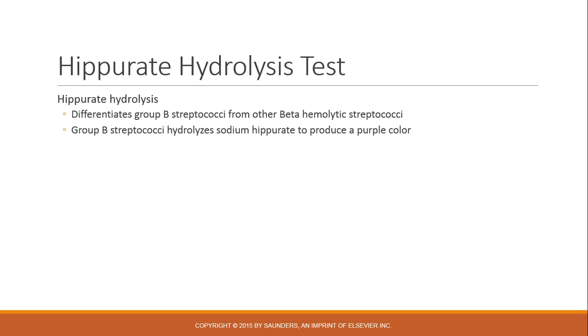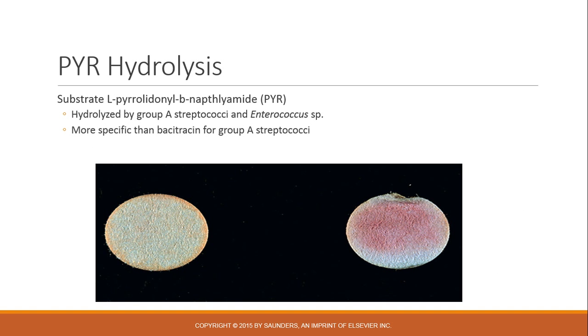The hippurate hydrolysis test, basically I just want you to know that group B strep is positive and that a purple color is positive. It's helpful to differentiate beta hemolytic streps.